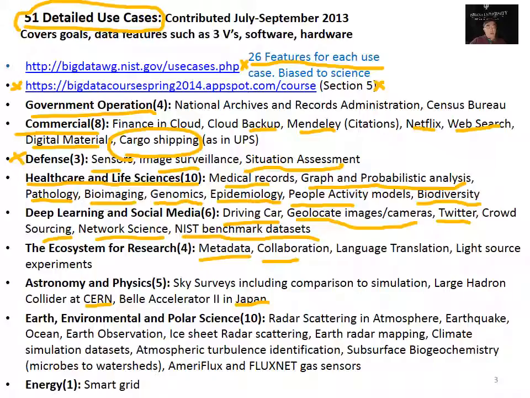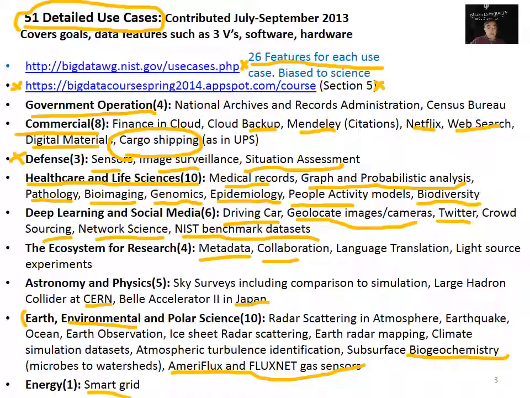In the whole broad area of studying the Earth, we have different parts of the Earth: polar, broad-based Earth science, including climate, environmental science, and then we have these various parts of it: radar scattering, earthquake, ocean, Earth observation, ice sheet radar scattering, Earth radar mapping, climate simulation, atmospheric turbulence identification, biogeochemistry, and that's sort of environmental science. And here are a whole bunch of sensors that are being analyzed.